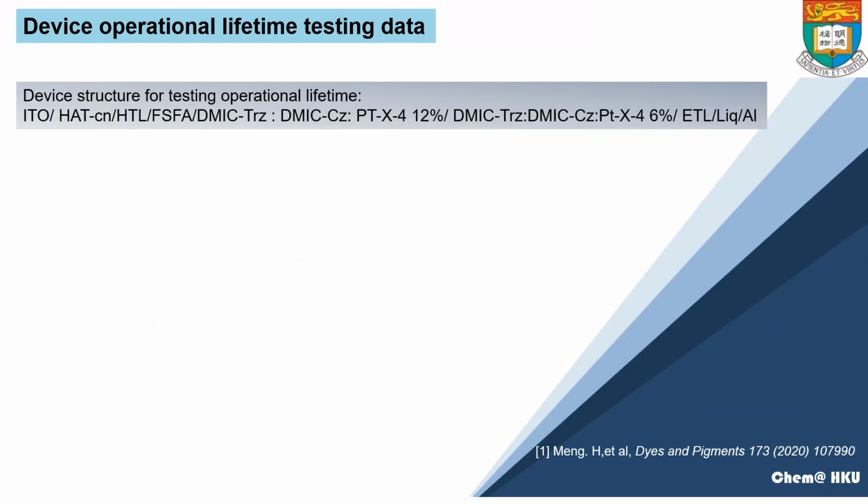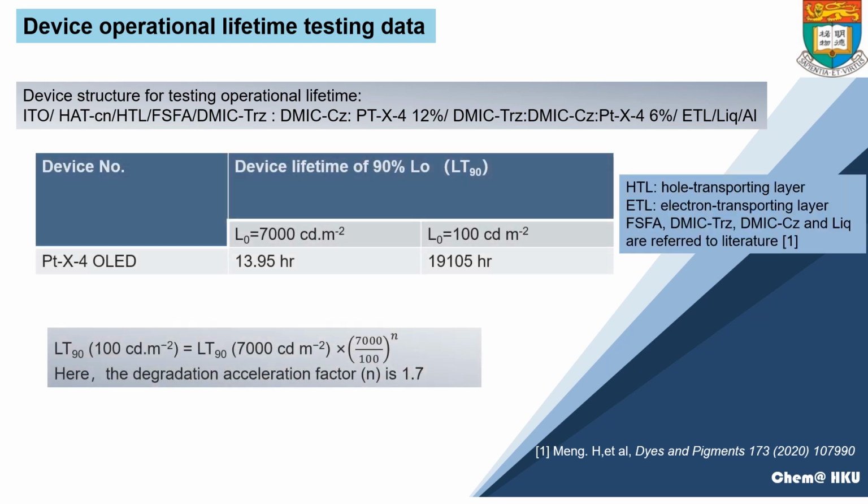Then we go on to test the device operation lifetime with this device structure. As a result, almost 20,000 hours are achieved at a luminance of 100 cd per square meter for LT lighting. The LT lighting is calculated according to this formula. But the EQE max of these devices are below 10%.